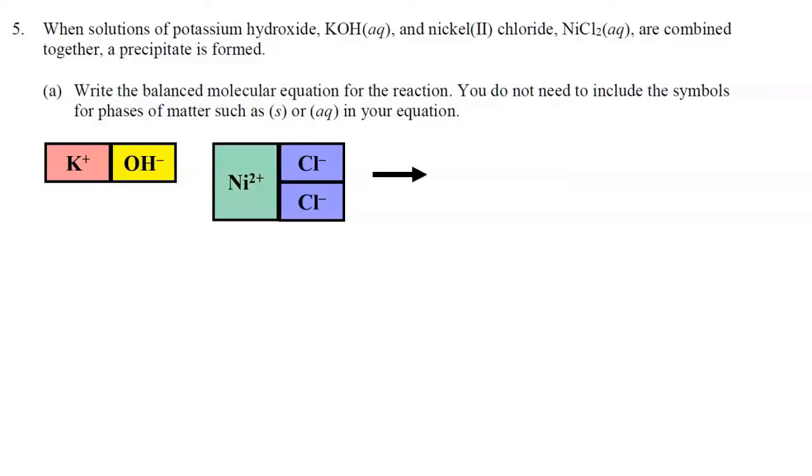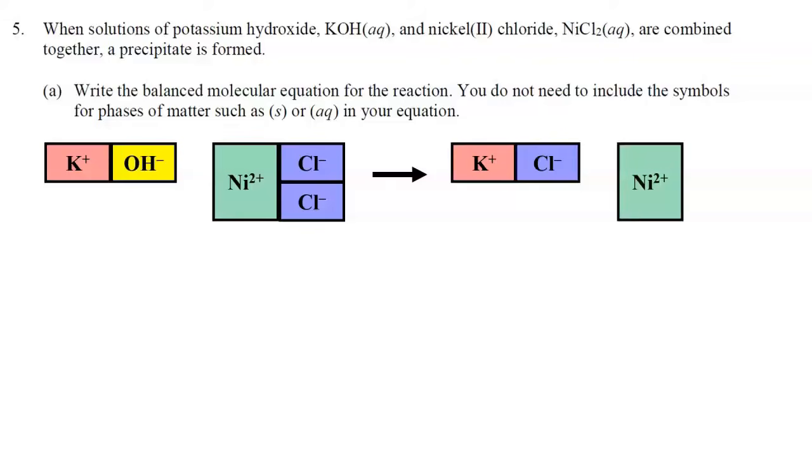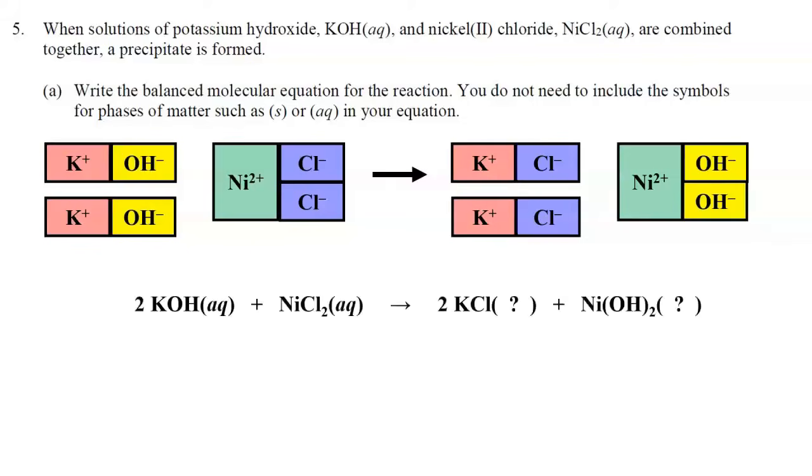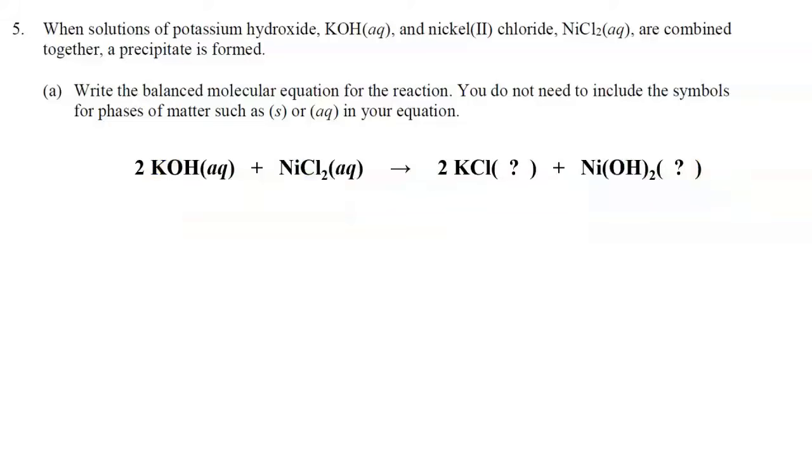Potassium's new partner is the chloride ion, so just KCl, +1, -1. And nickel's new partner is the hydroxide ion, so we need 2 hydroxides for every 1 nickel. To balance the equation, we're going to need 2 hydroxides on the left, and we're going to need 2 potassium ions and 2 chloride ions on the right. So our coefficients from left to right are 2, 1, 2, and 1 in the molecular equation. So there are the chemical formulas.